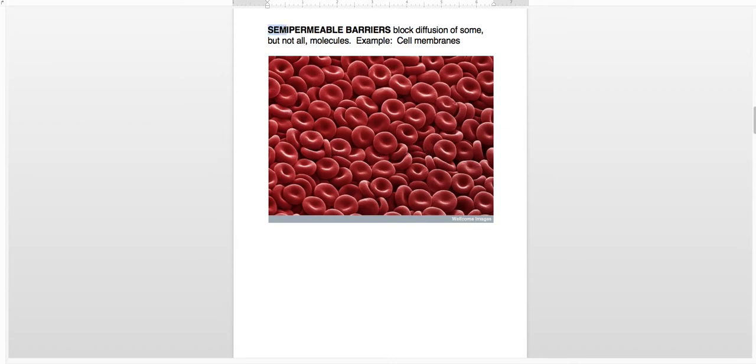So the word semi means partly in Latin. And again, permeable is to penetrate or to move through. So living things surround themselves and surround their parts with semi-permeable barriers, which don't block everything. There are some chemicals that can diffuse through those barriers, but there are other chemicals that can't.